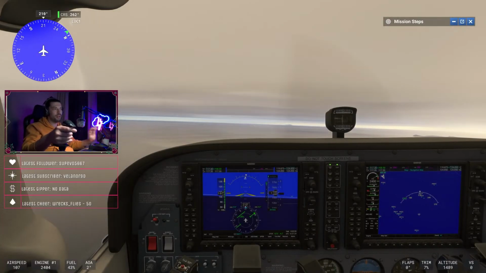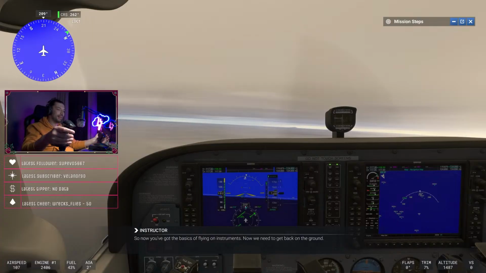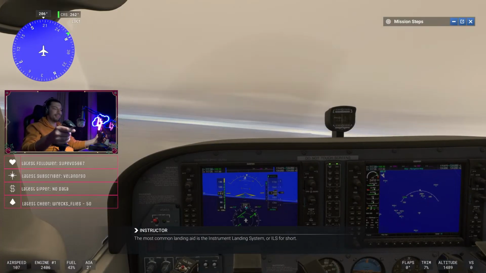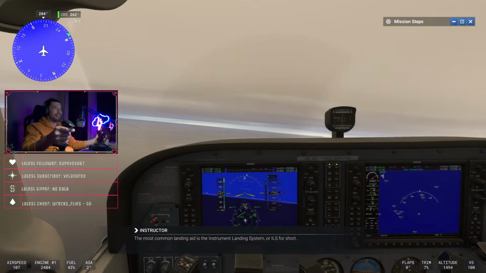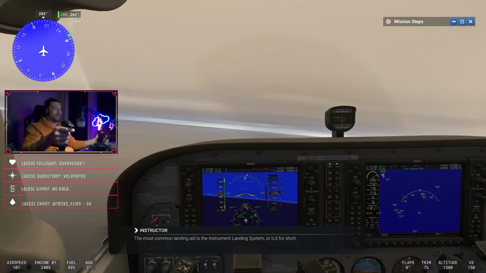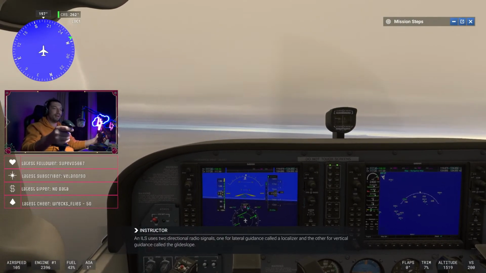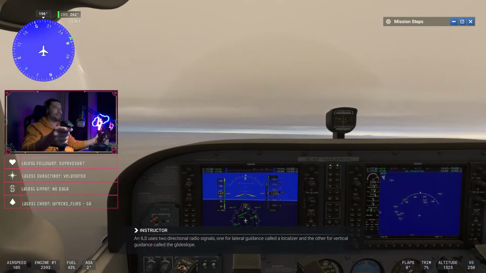You've got the basics of flying on instruments. It's awesome. Now we need to get back on the ground. The most common landing aid is the Instrument Landing System, or ILS for short. ILS uses 2 directional radio signals. One for lateral guidance called the localizer, and the other for vertical guidance called the glide slope.